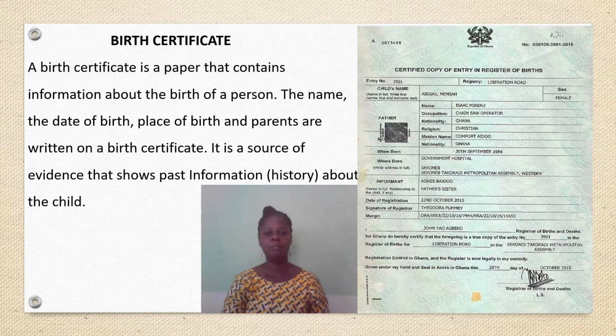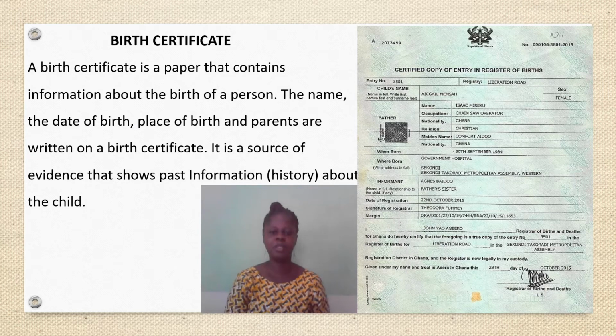A birth certificate is a paper that contains information about the birth of a person: the name, the date of birth, where the person was born, and who the parents are. All these things are written on the birth certificate. It is a source of evidence that shows that a person or a child was born on a particular day at a particular place. Because the time and the place the person was born are in the past, you can find all of them on the birth certificate.